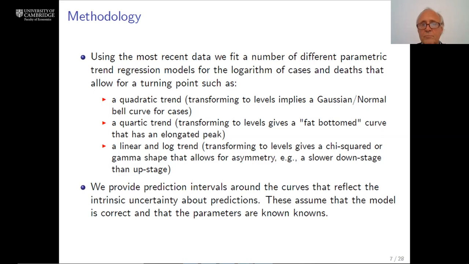We also consider prediction intervals around these curves that reflect some of the uncertainty about the predictions that we're making. So these are kind of limited. They do assume that the model is correct and the parameters are known.